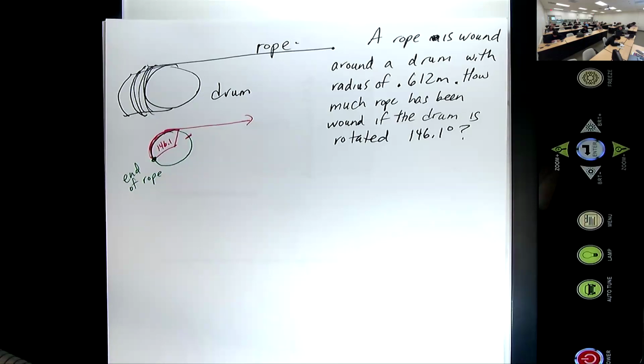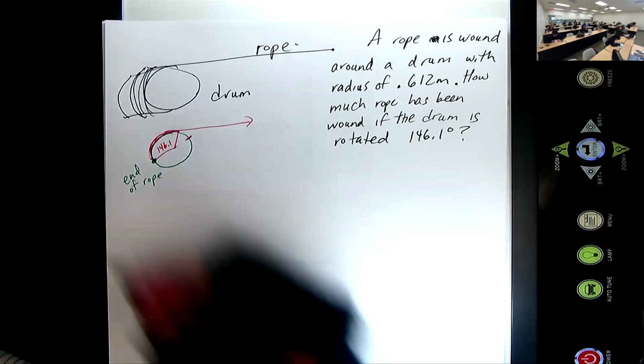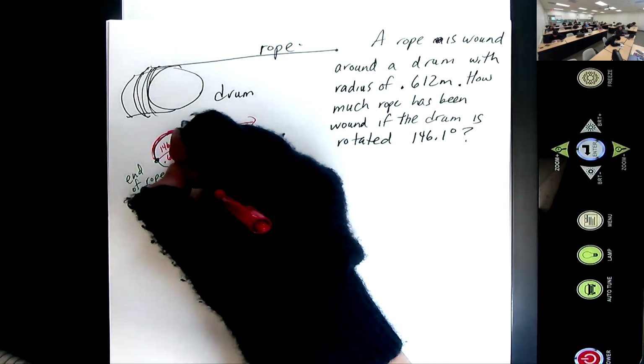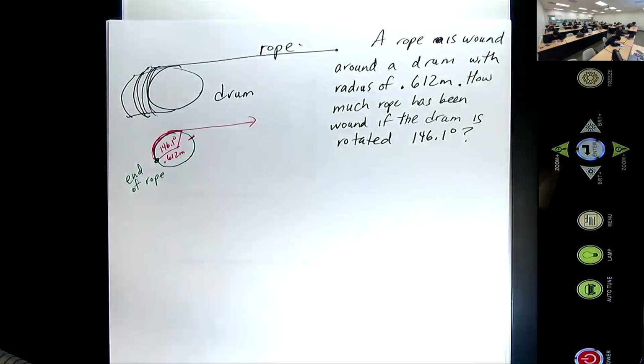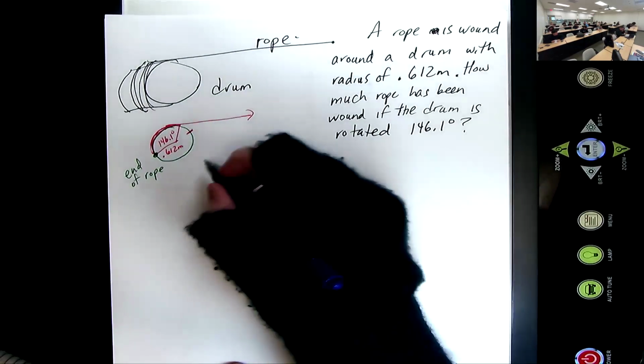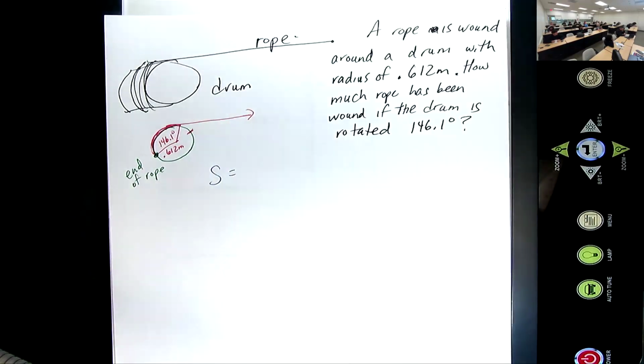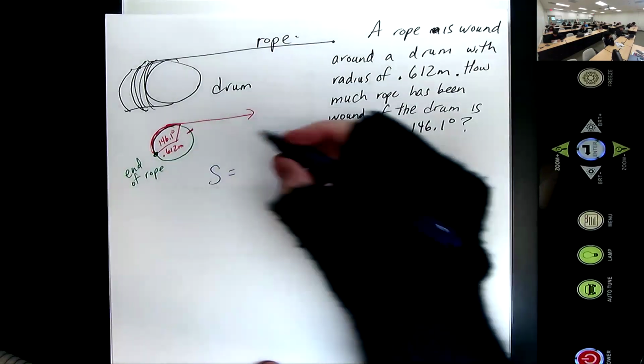And the other piece of information we're given is the radius is 0.612 meters. How do I find the amount of rope so far that's on the drum? We do arc length. How's that come in? What do I do with this? Convert it to decimal radians. We're gonna have to convert it to radians, right?